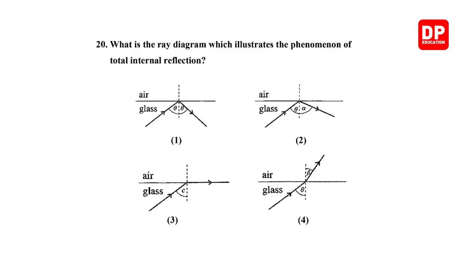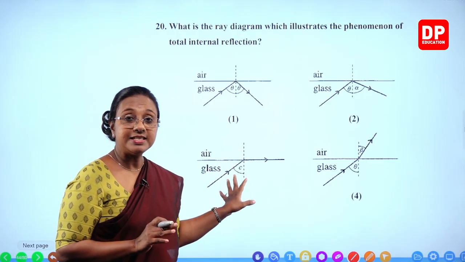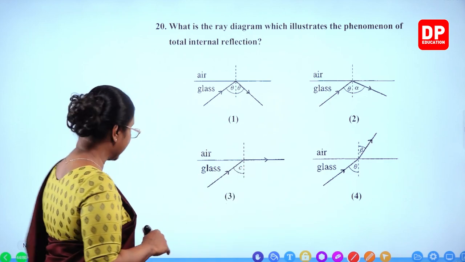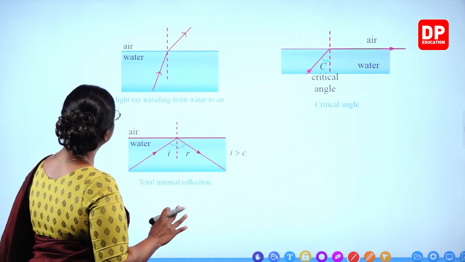Question number 20. Which ray diagram illustrates the phenomenon of total internal reflection? Here you can see there are four answers given, all different diagrams. There are two media, glass and air, and the rays undergo refraction or total internal reflection. To understand that, first I'll move on to the next slide where I discuss this concept.